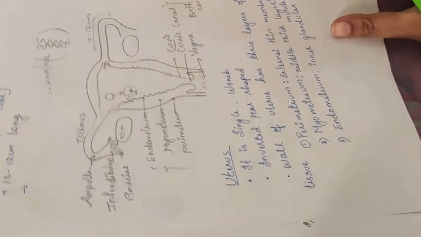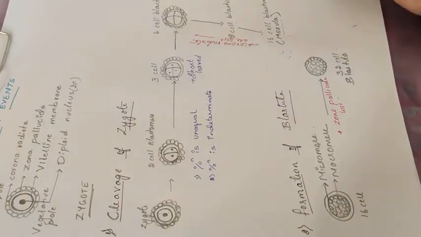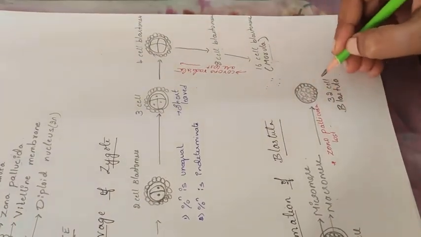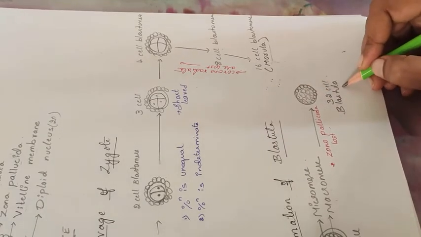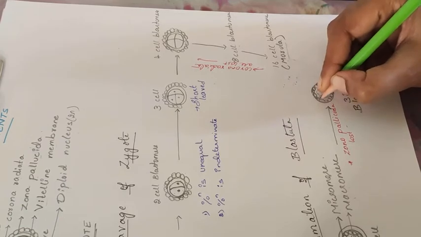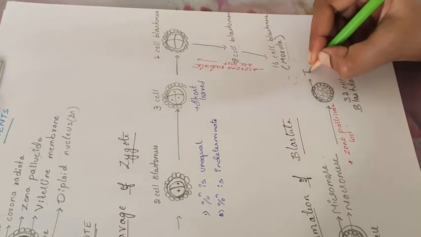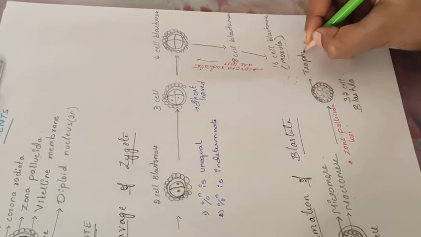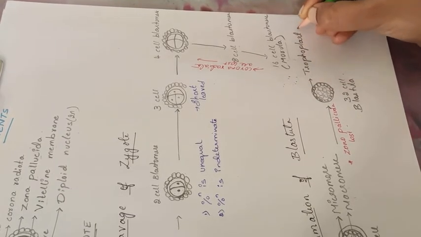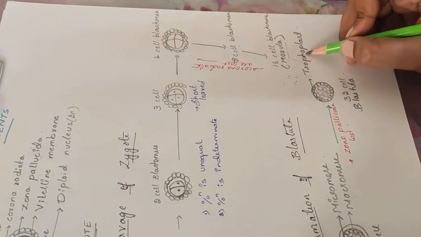Clear? At the same time, the trophoblast, see here, I forgot to tell you one more thing. This is a 32 cell stage, you call it as blastula, right? So the outer region here, the smaller micromeres which are there, are converted and formed into the trophoblast. Clear? The micromeres form the trophoblast.